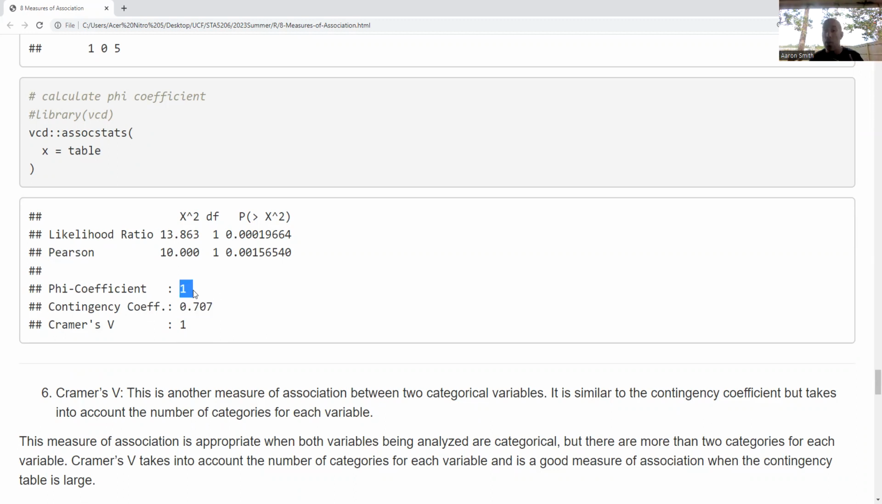It's a perfect relationship off the data, but it's very, very small. So I personally would back off of phi coefficient for this particular case. If I had a larger data set, I would 100% go with it.